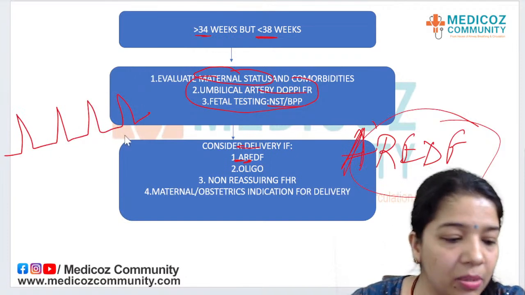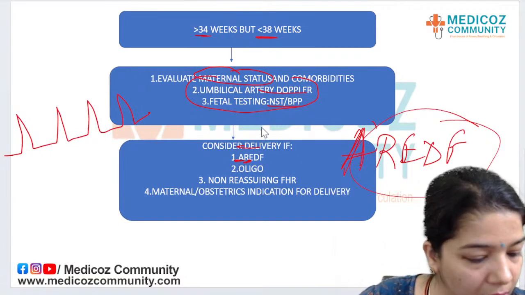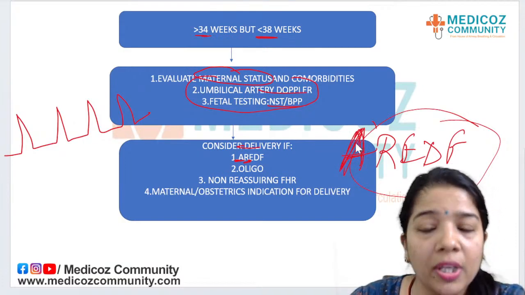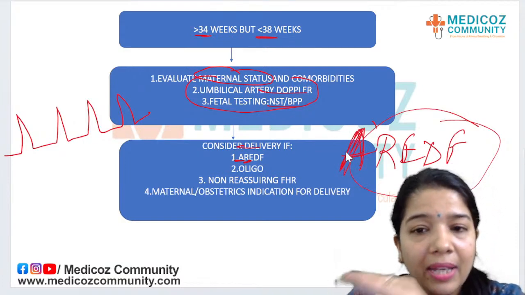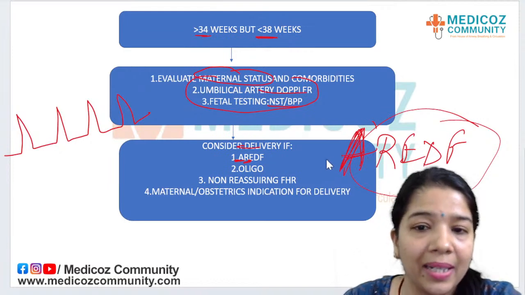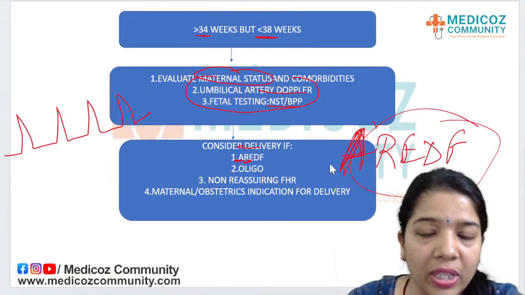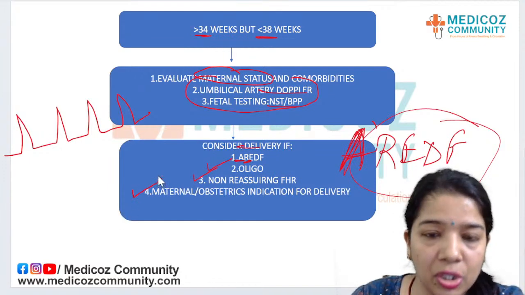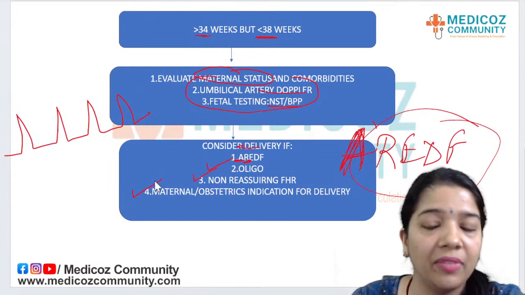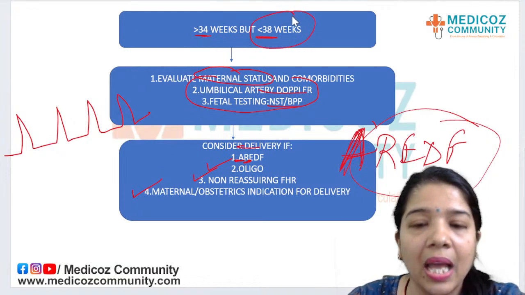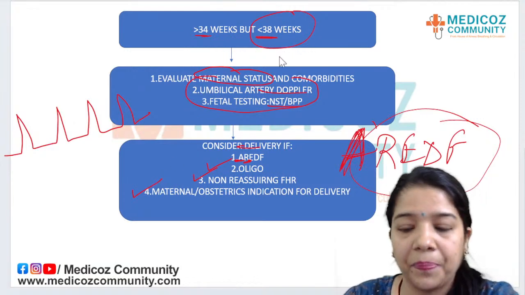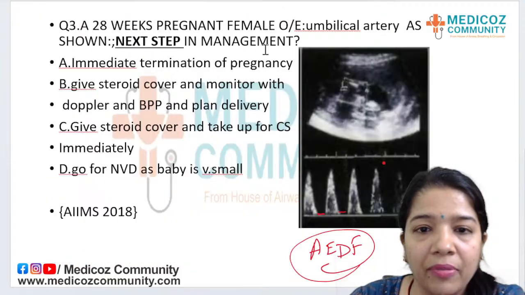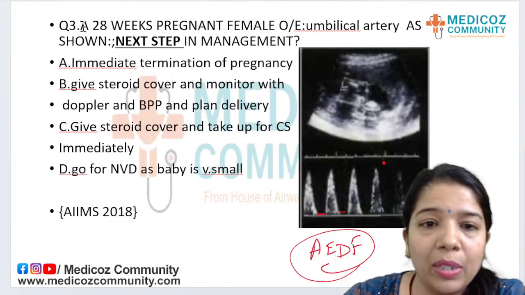This means that absent end diastolic flow is also not given a chance to continue in the pregnancy if it has crossed more than 34 weeks. If there is oligohydramnios, non reassuring fetal heart rate, or any maternal condition problem, please consider delivery even if the baby is less than 38 weeks and you have already given steroid cover. Okay, so now I hope if we see the question, you will be able to answer.